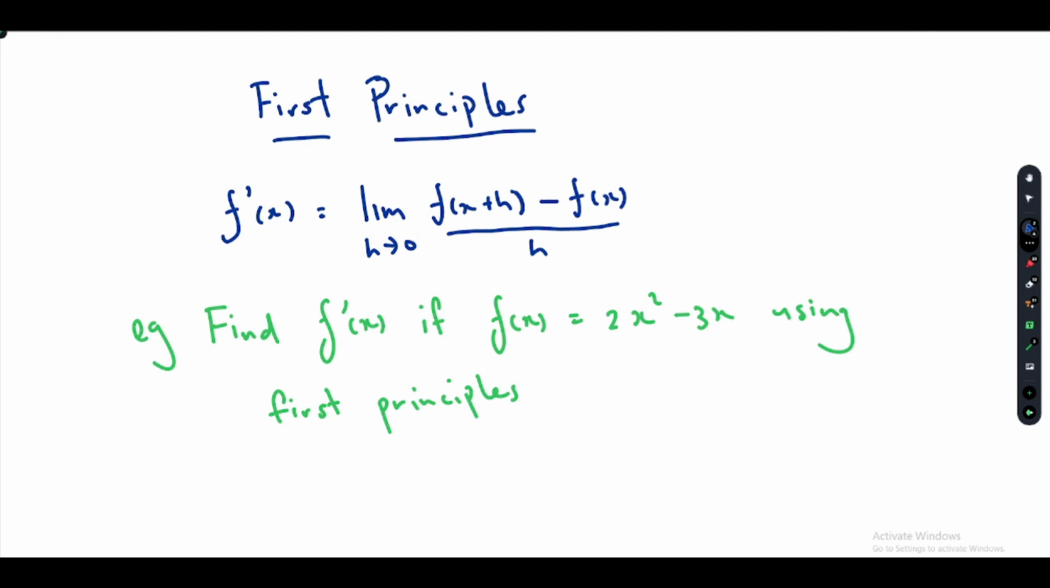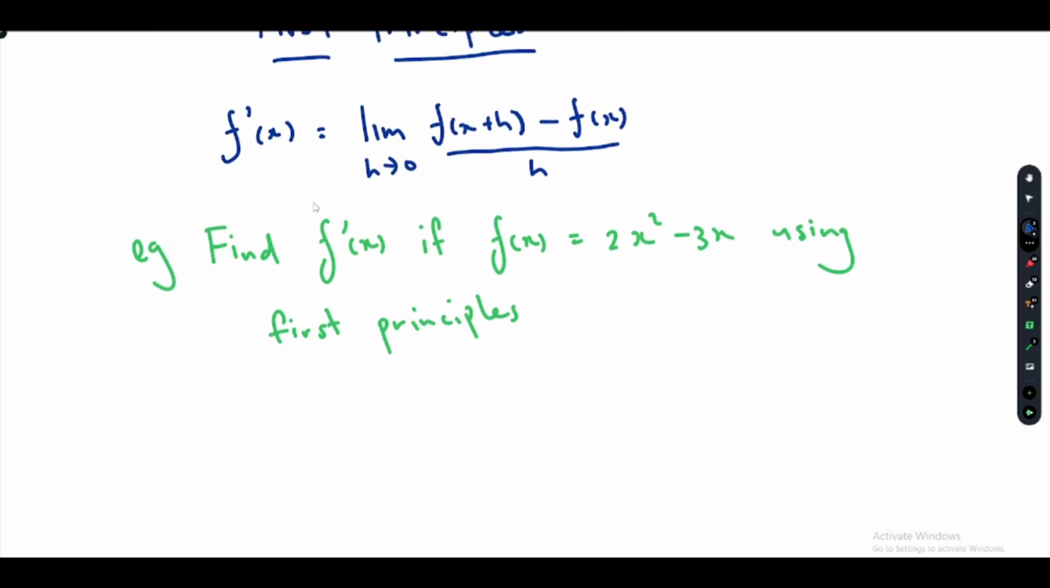Today we'll be discussing how to find the derivative using first principles. So the equation for first principles being f prime of x is equal to the limit as h approaches 0 of f of x plus h minus f of x all over h. We're going to use it to solve the following question.